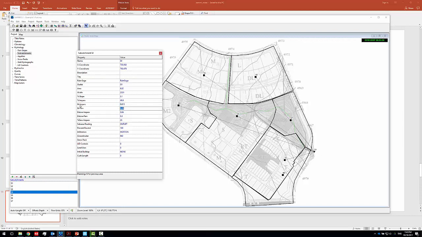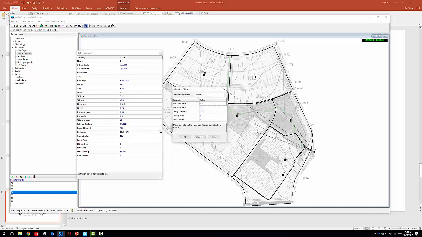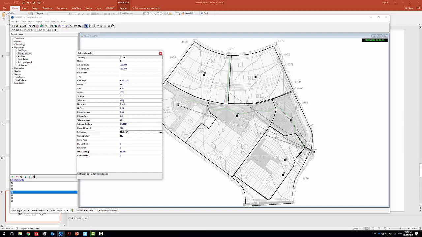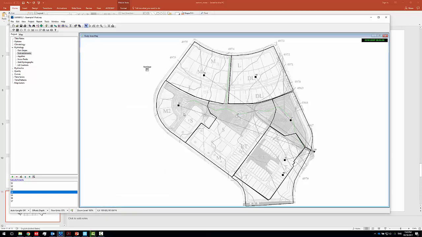But the Manning's number coefficient is the same. The infiltration model is still the same, it doesn't change. So I think the only things changed are the slope and, well, the width definitely changed. But I will specifically talk about how to calculate the width.